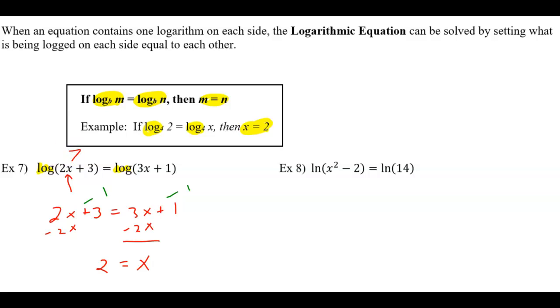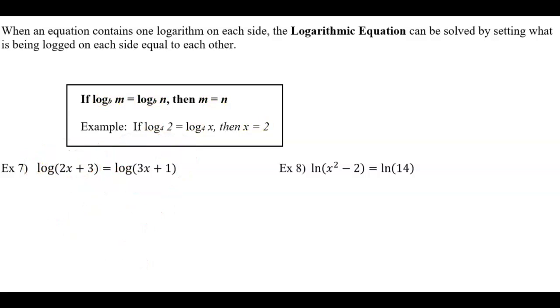And then on the right side, 3 times 2 is 6, plus 1 is once again 7. So you can see the left side is the same as the right side. Log of 7 equals log of 7. That is the value of x that creates the same log on both sides.